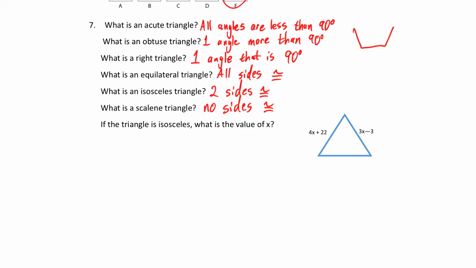Okay, if a triangle is isosceles, what's the value of x? So these two are the same, so we're just going to set 4x plus 22 equal to 3x minus 3. And I'm not going to work that out, but subtract 3x gives you x plus 22 equals negative 3, so x equals negative 25 here.